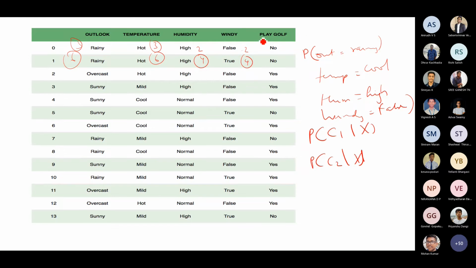So you find probability of X given C1 and X given C2 for each of these features, and finally it will be a product of those. Then you say whether it belongs to class play golf as yes or play golf as no. So do this problem. You can take the data as a screenshot or whatever and keep it with you.